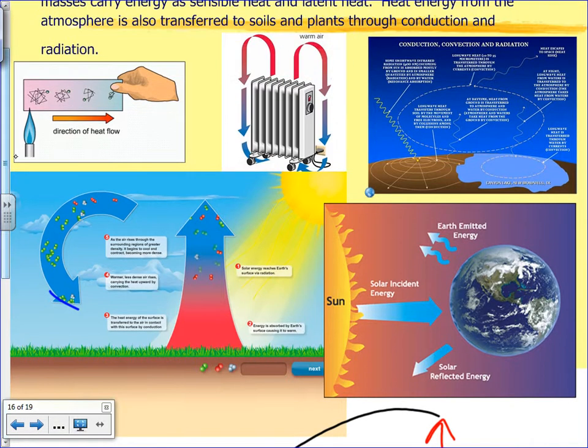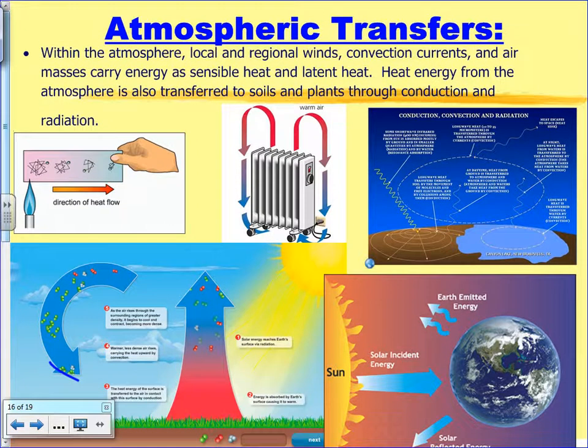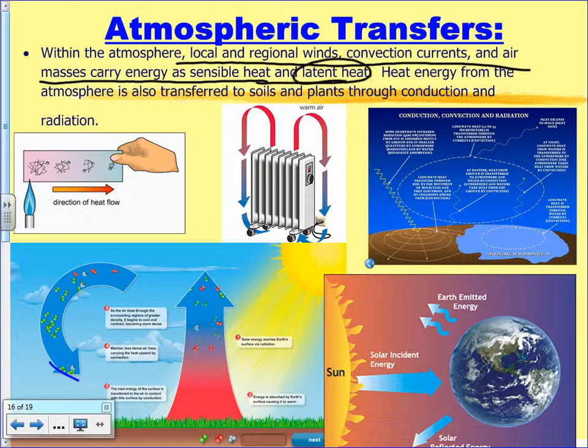And then we've got our radiation here, radiant energy, in this bottom right diagram. It comes in, hits the Earth, and is either absorbed or reflected. So in the atmosphere, we have local and regional winds and convection currents, and air masses carry energy as sensible heat and as latent heat. If they're carrying any water vapor, they're carrying latent heat with them.